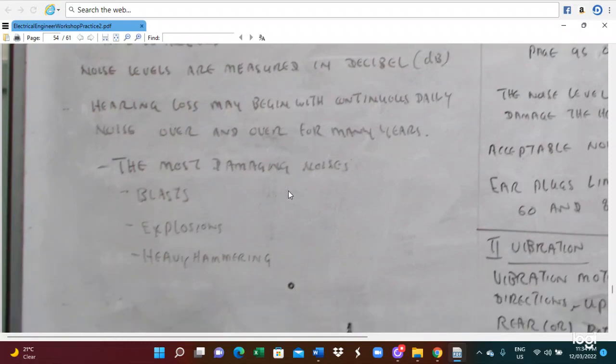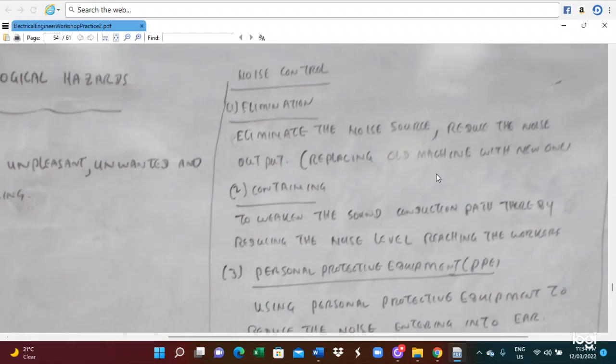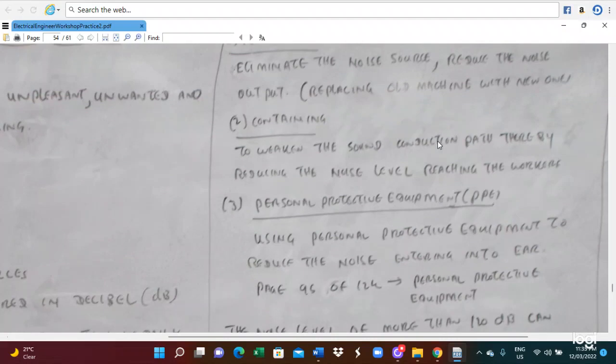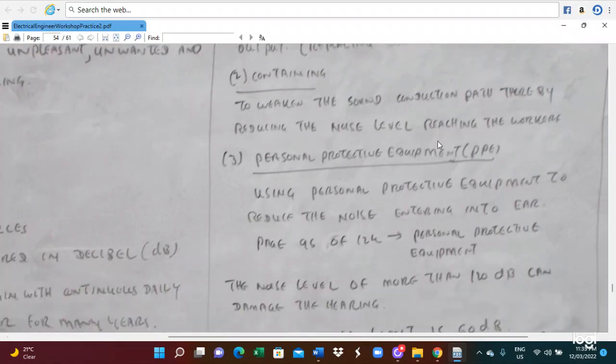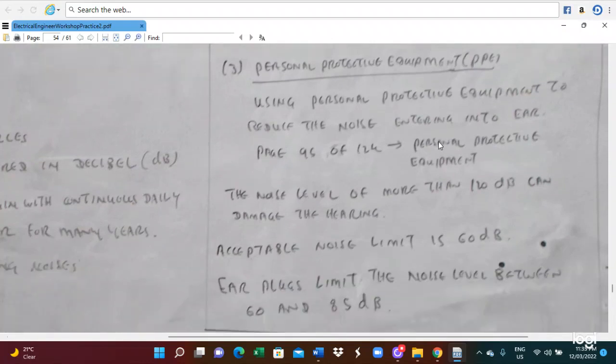Dangerous noise comes from blasting and explosives, and heavy machinery is also producing noise. So we have to protect against the noise. The best noise control method is the elimination method. We have to eliminate the noise and reduce the noise output. Also, containing means that we put an appropriate enclosure to contain the noise. And we use personal protective equipment, especially earplugs, to protect against unpleasant noise in the work environment.